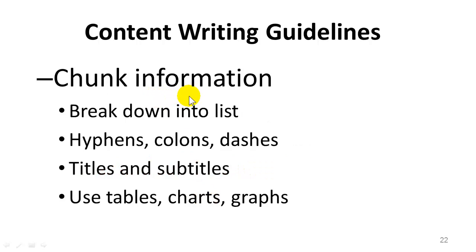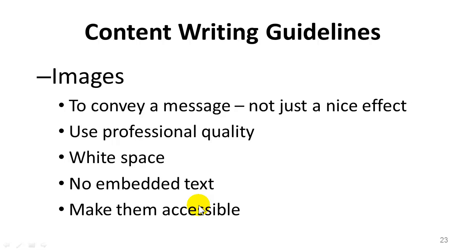We looked at this concept of chunking information, making information scannable, breaking content into lists, hyphens, colons, and dashes, using titles and subtitles, tables, charts, and graphs, rather than just a lot of verbiage. Images should be used to convey a message. You should invest in professional quality images. We looked at white space as being very valuable with adding contrast and focusing attention. If there is a text description connected with an image, do not Photoshop the text onto the image. Make that text HTML and make sure that everything is accessible. We will talk about accessibility in a later class.